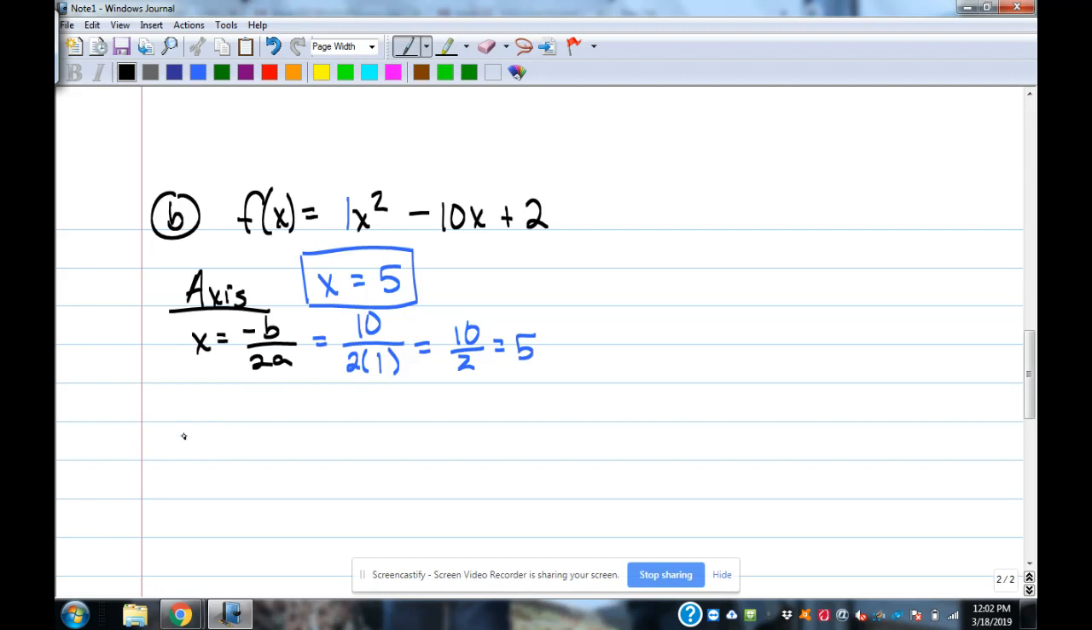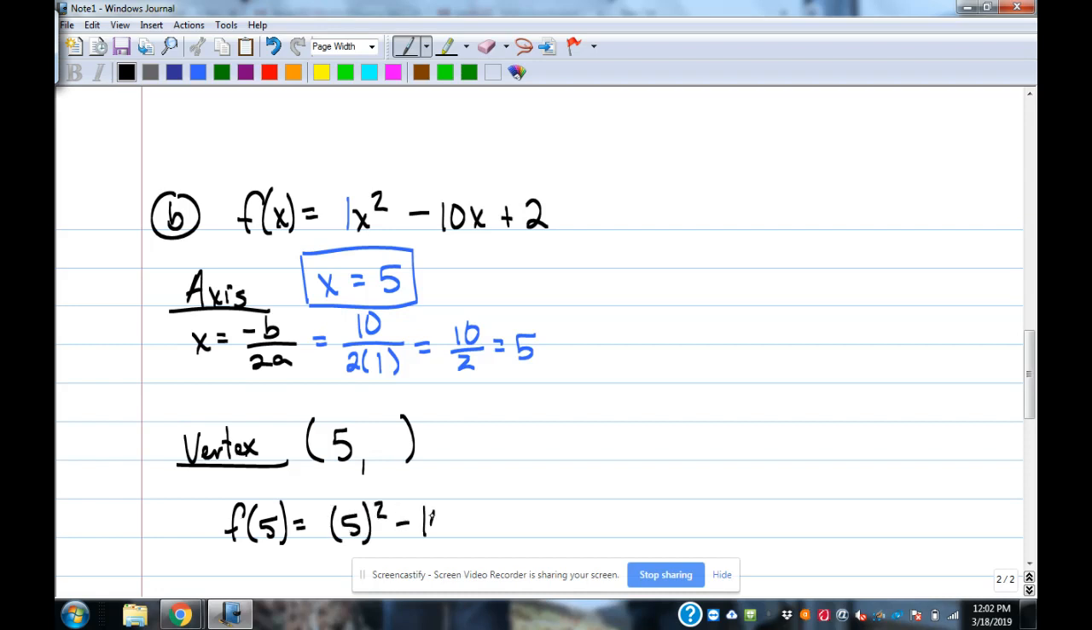And then vertex, what part do we have for free? The 5, where's it go? The front for the x value. Okay, we get that straight from here. No extra work involved. Now, how do we get the y value? Plug it in everywhere there's an x.